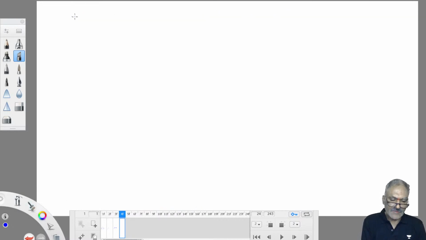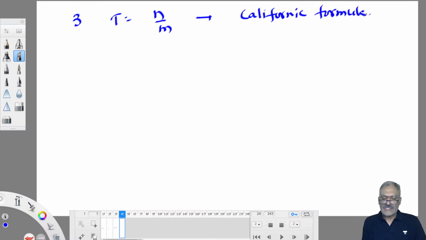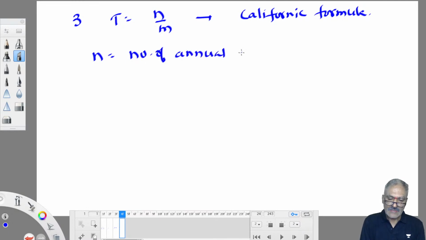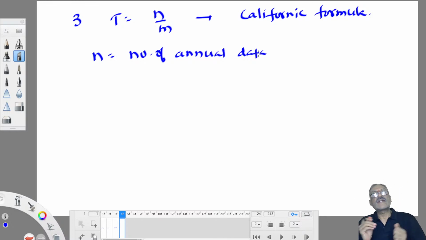Then the third formula is very simple: T is equal to n by m. This is called the California formula. What is n? In all these formulae, n and m carry the same meaning. n is equal to the number of annual data used in the analysis. Suppose 10 years of data are used, n is equal to 10. If 100 years of data are used, n is equal to 100. If 50 years of data are available and we perform frequency analysis using that data, n is equal to 50.